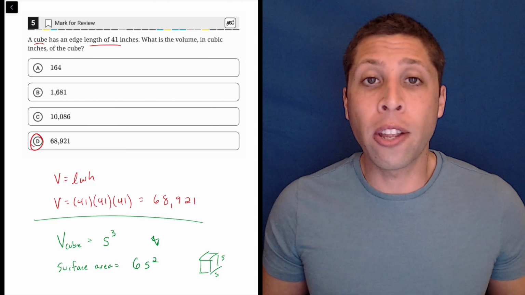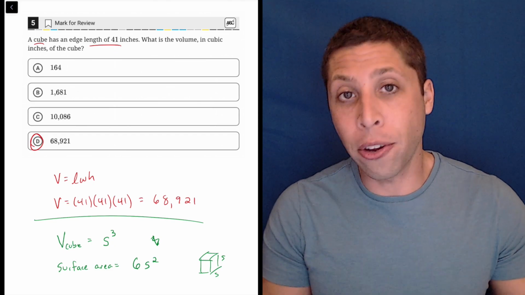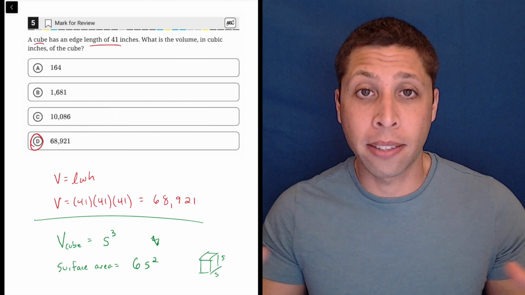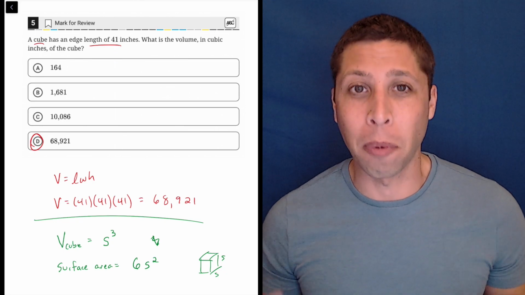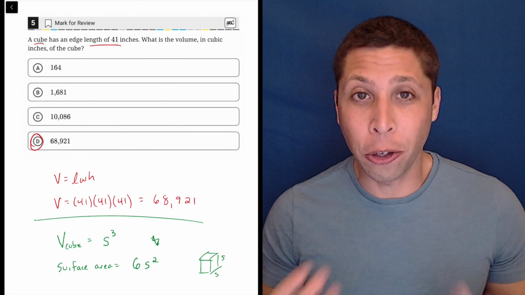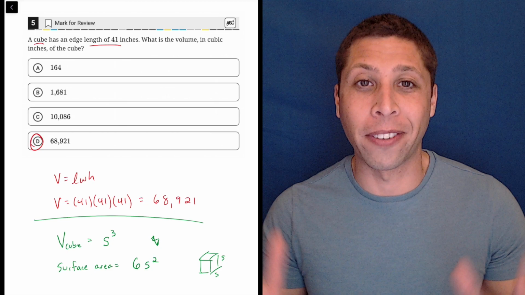Again, these are things that you don't need to be given because in a way you're given them when you have any sort of box, but maybe these are shortcuts that just make you a little bit more confident on test day. So cubes are just boxes that are very, very easy to work with.